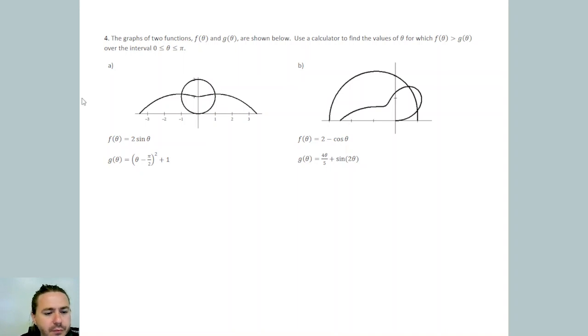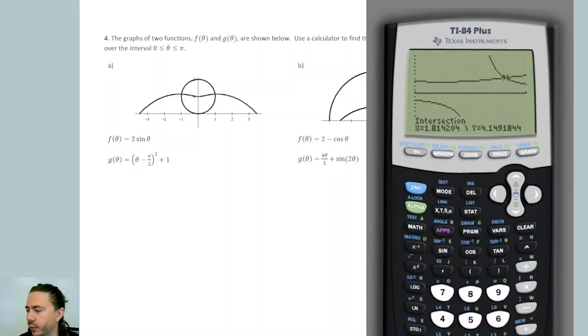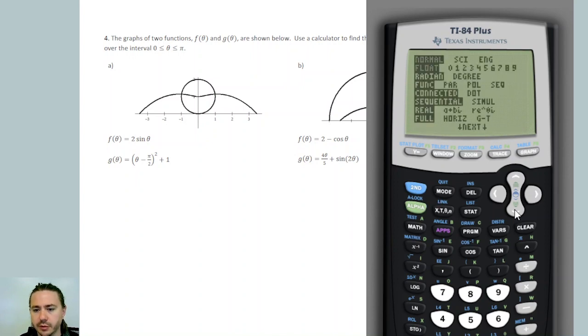So first things first, we need to make sure we know which one's f and which one's g. So what I'm going to do is put one of them in the calculator and just see which graph it turns out to be. So let me pull up the calculator. Now we want to go back to polar mode. So I hit mode, polar, otherwise the graph won't look right.